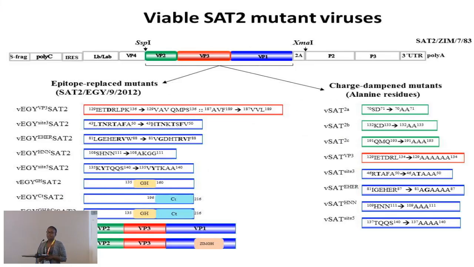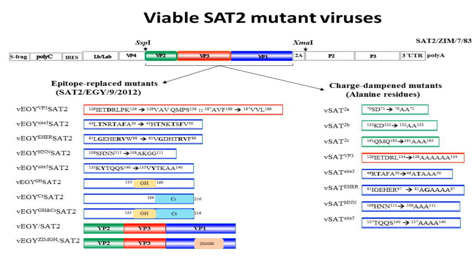To construct the mutants, we used the SAT2 ZIM7N3 full genome infectious clone, and we did that by replacing the P1 region with the P1 with the desired mutation. We constructed 10 replaced mutants by swapping the corresponding regions of SAT2 ZIM7N3 with that of the antigenically distant SAT2 Egypt 9-2012.